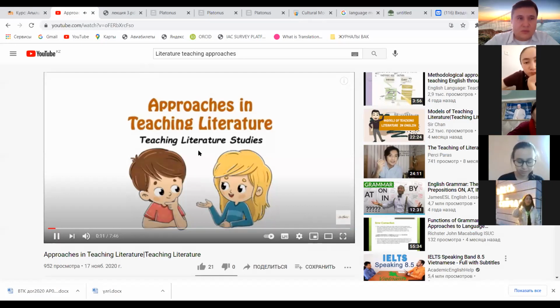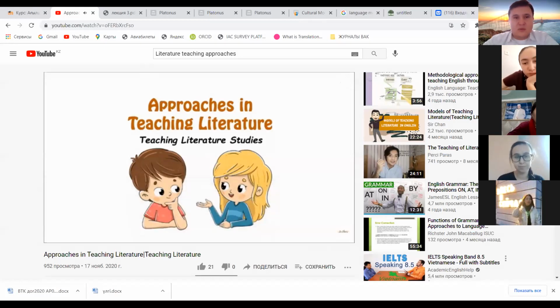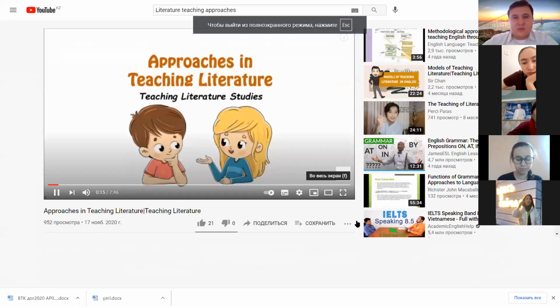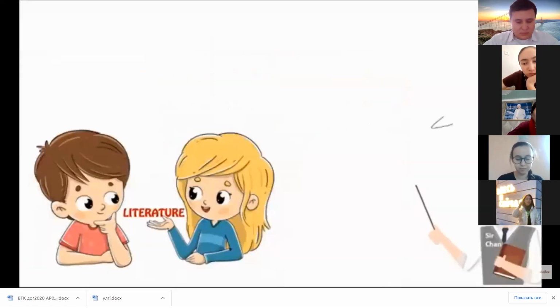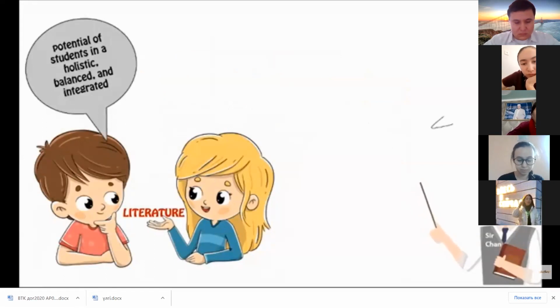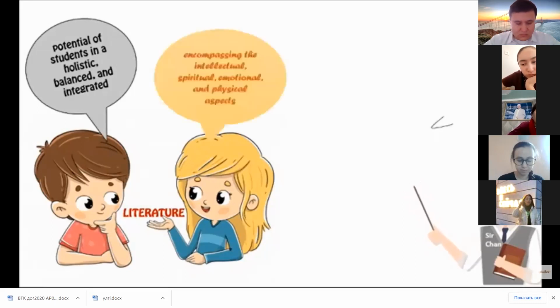In today's session, we are going to learn about the different approaches in teaching literature. The literature component in English is aimed at enhancing students' language proficiency, and it is also geared for the purpose of generating the aesthetic part of the language, that is, a personal response from students. Literature in education is aimed at developing the potential of students in a holistic, balanced, and integrated manner encompassing the intellectual, spiritual, emotional, and physical aspects in order to create a balanced and harmonious human being with high social standards.